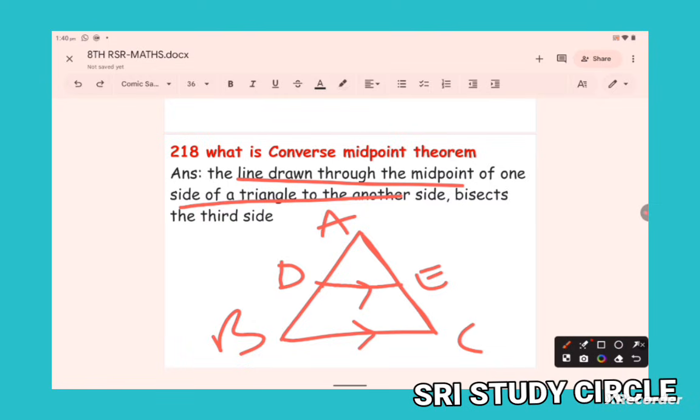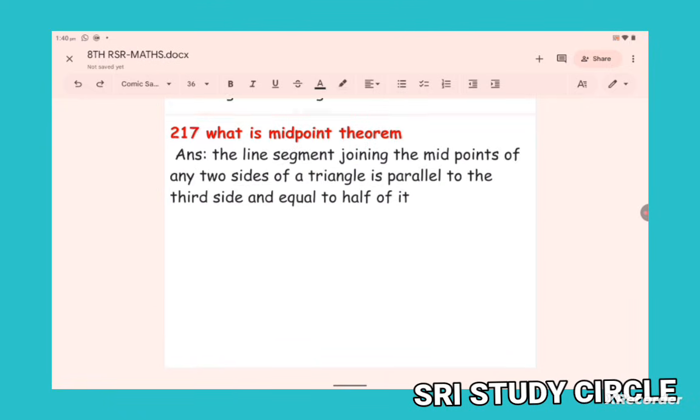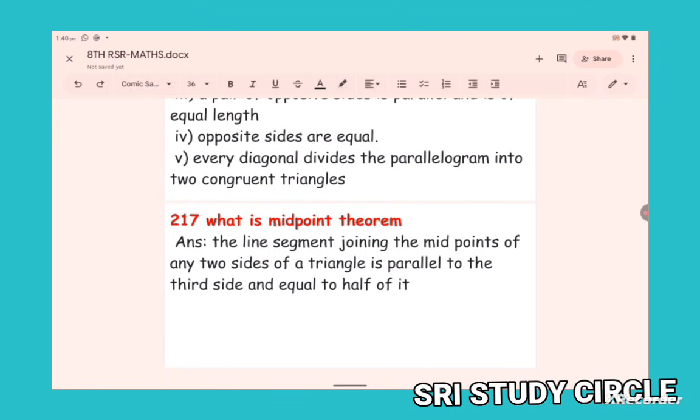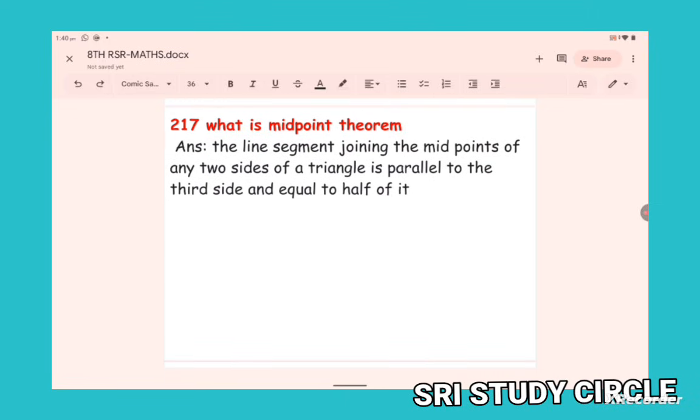What is the converse of midpoint theorem? Converse of midpoint theorem. Next, question number 217. The line segment joining the midpoints of any two sides of a triangle is parallel to the third side and equal to half of it. Right. This is known as the midpoint theorem.